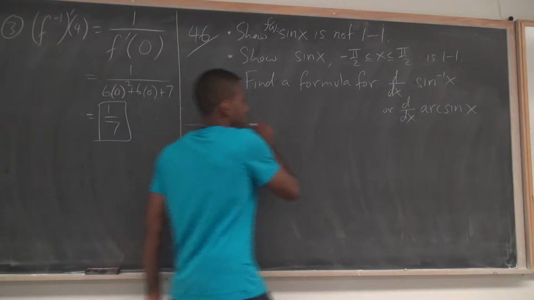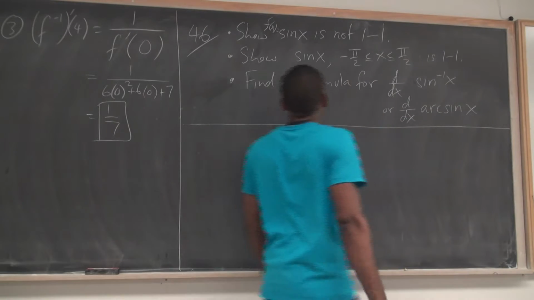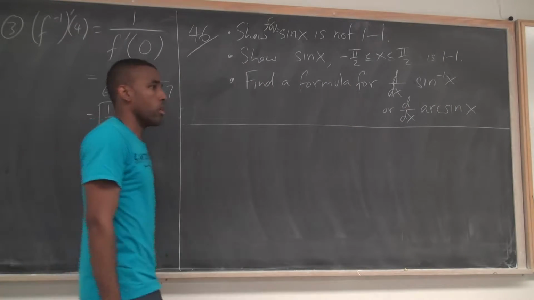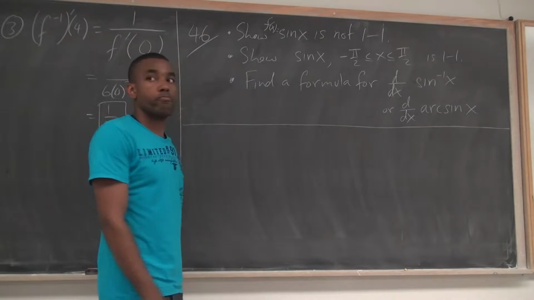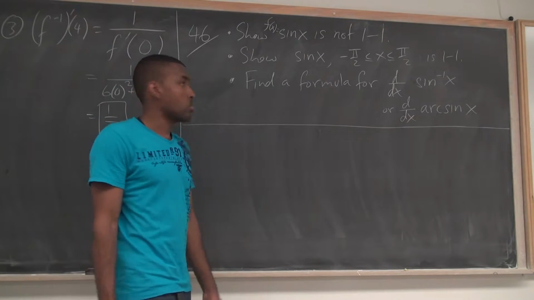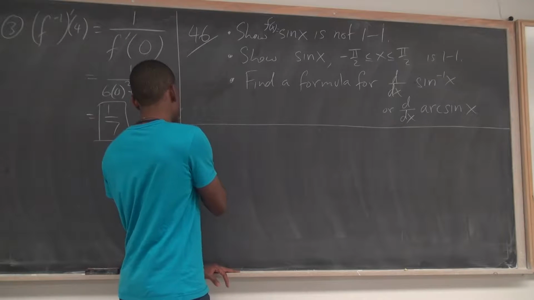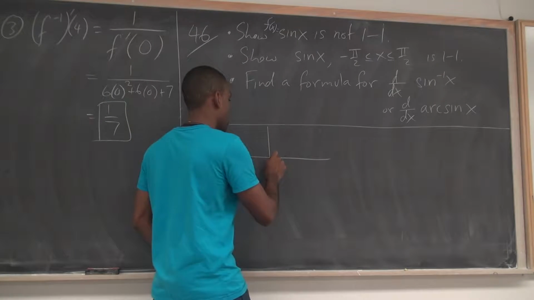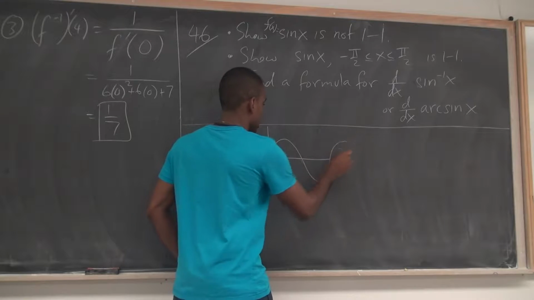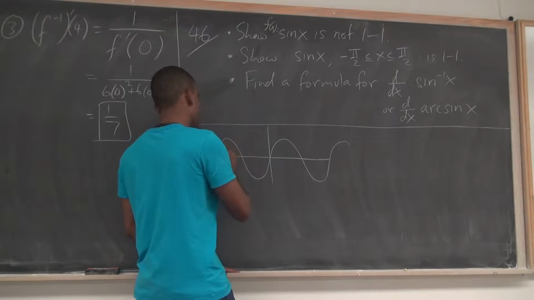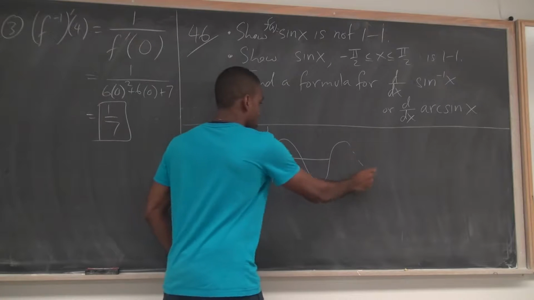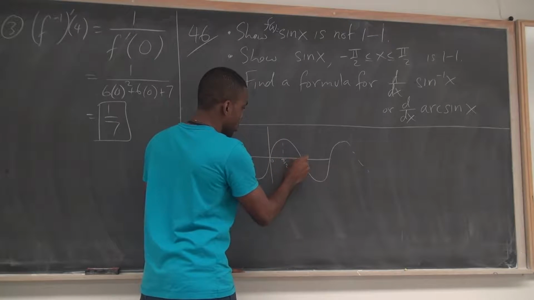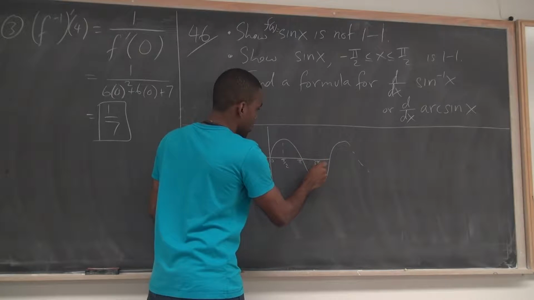Okay, so how to show that sine x is not 1 to 1? You can graph it. That's one way. So the first bullet point is if you graph sine, you know it looks like this, and it goes backward like that. And this continues forever, right? The same pattern. So that's 0. This would be pi over 2, pi, 3 pi over 2, 2 pi.